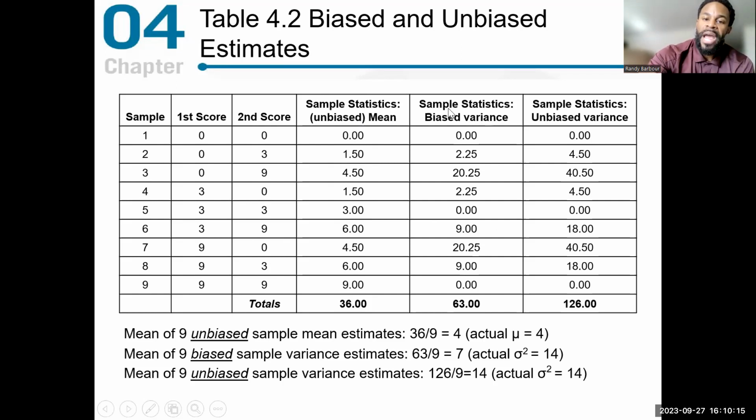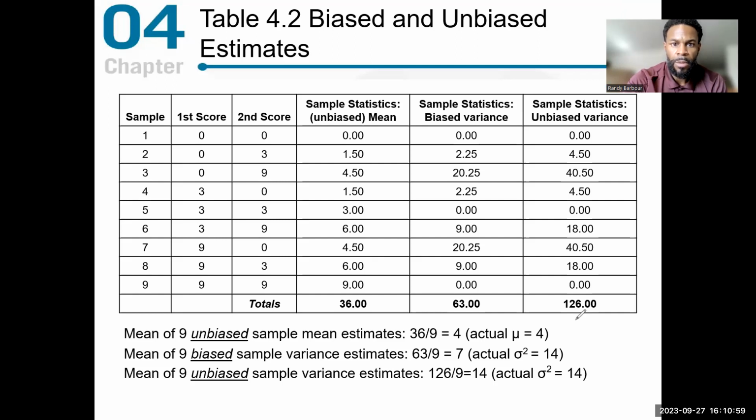For a biased variance, what I mean by that is that instead of using n minus one, I'm just using n. So let me use the second example. All they did was take the mean, and actually let me draw it up. Let me do this real quick to make it a little easier. Let me show you on another screen real quick.